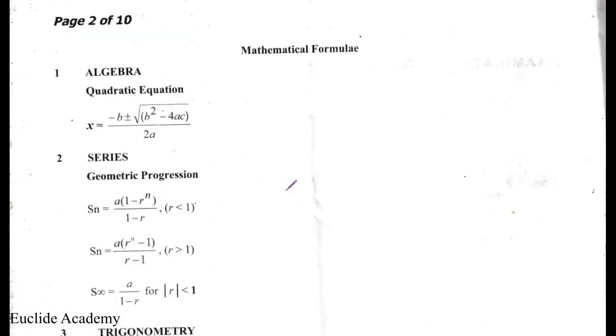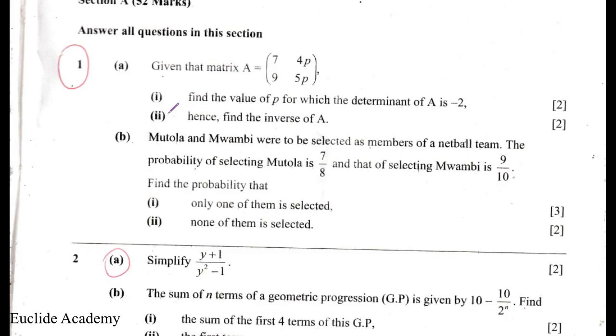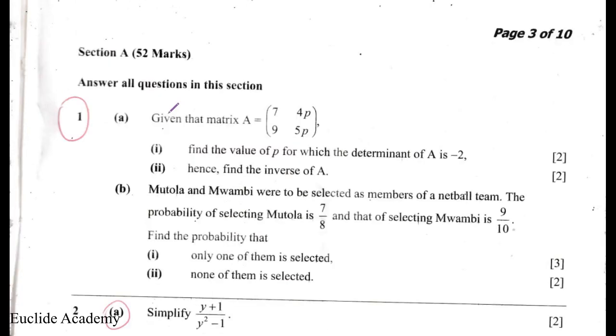So you're provided with mathematical formulas: algebra, series, trigonometry, statistics. These are the formulas you can use. Don't forget, you can come here to check on the formula if you're not sure how it should be on trigonometry or geometric progressions. You can just come here and check the formula on page 2. Right, so without wasting much time, let's get started.